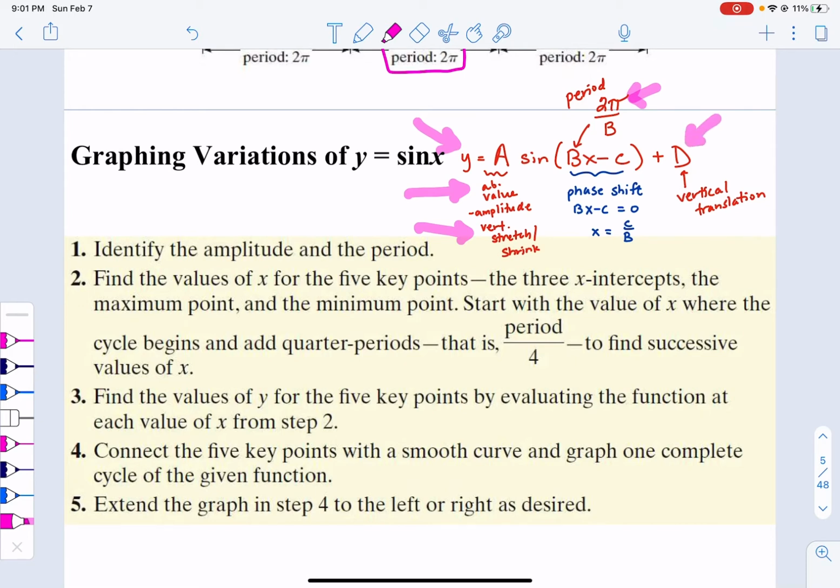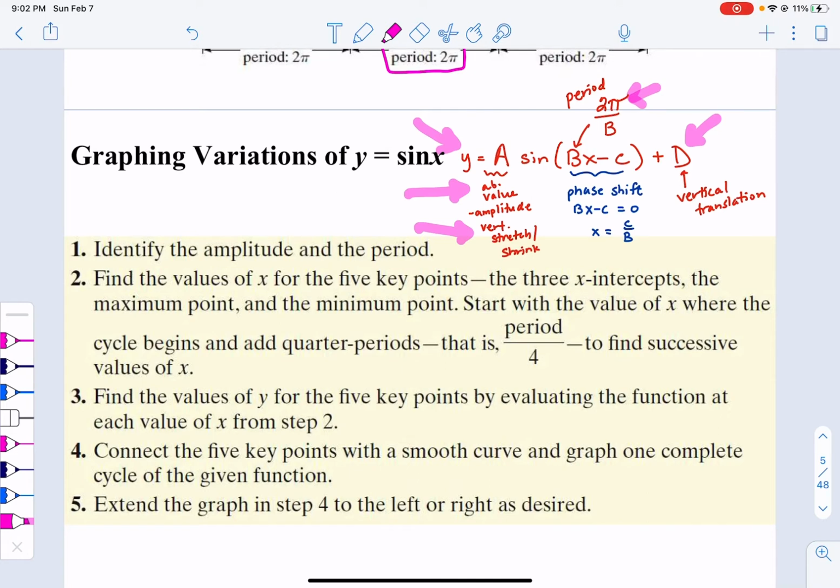I'm getting ahead of myself before we talk about all these key points and get into some of these graphs. But I think once you see the initial setup, it looks very similar to all of our function transformations that we've done in previous chapters. So step 1, we talked about. Step number 2 says to find the values of x for the 5 key points. If you remember, I referred to those 5 key points. It breaks our sine function into 4 sections. It says the 3 x-intercepts, the maximum point, and the minimum point.